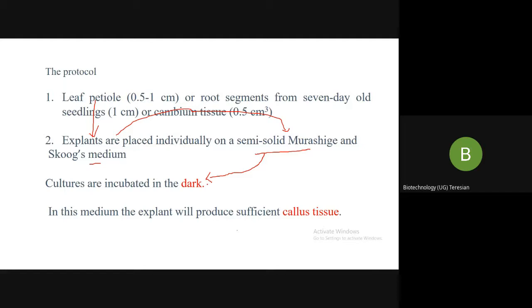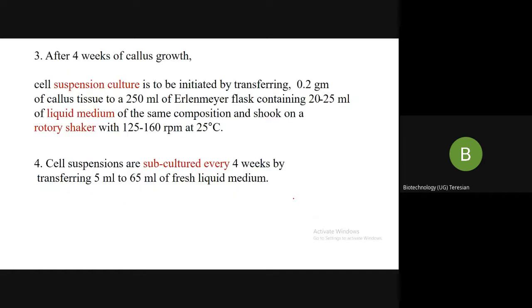Now, why in the dark? Because particularly when I keep this media or the explant in the dark, it develops into a callus tissue. Okay. Next, after 4 weeks of callus growth, what do you do?